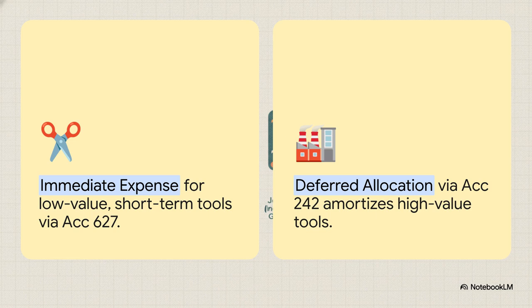Take Tuan 2 Textile, for example. If they issue fabric stamping molds worth 30 million VND that are estimated to last 24 months, we definitely don't take a 30 million hit today. That would completely skew the books. Instead, we divide it up and amortize 1.25 million VND into our expenses every single month.